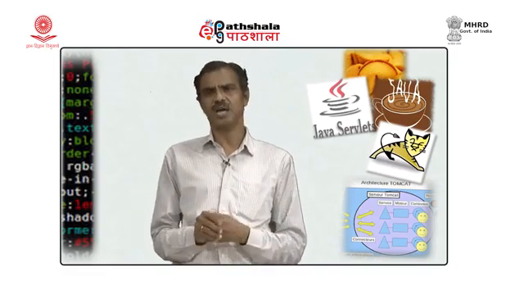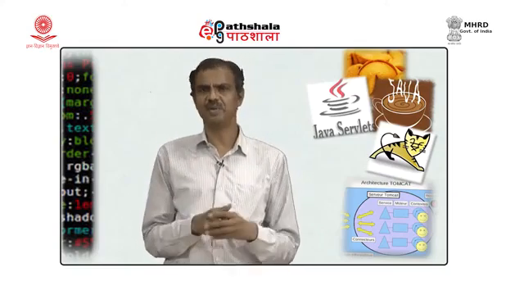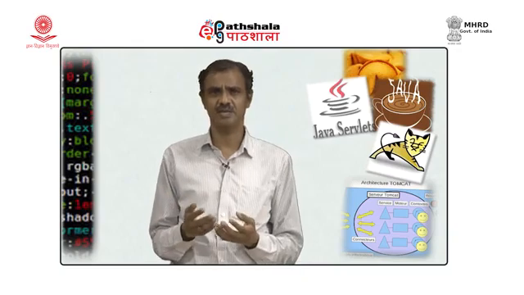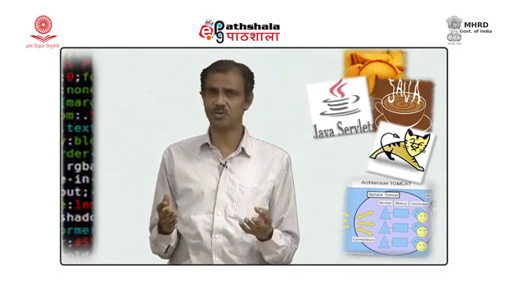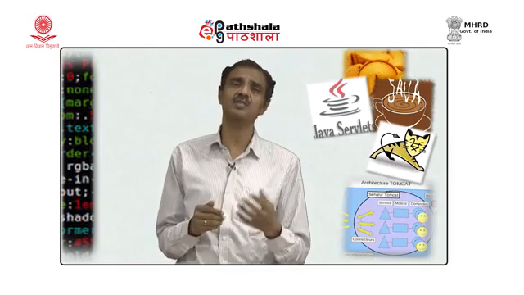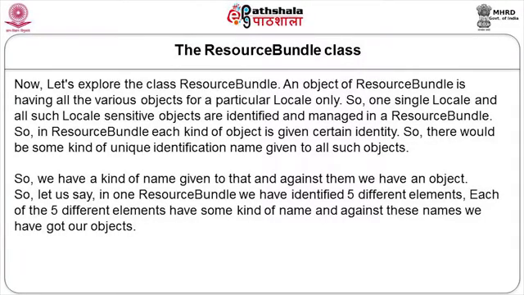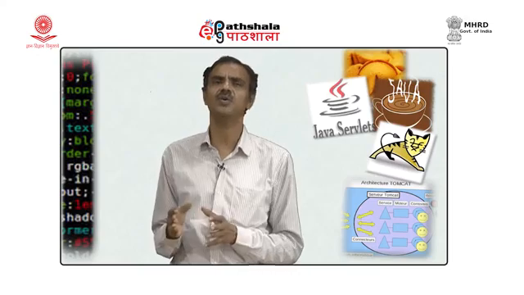And what you do is identify all such elements. Maybe most of it may be text, but even non-textual things can also be there. And then what we have here is we have to use a class called ResourceBundle. Let us first explore this class called ResourceBundle. An object of ResourceBundle has all the various objects for a particular locale only.